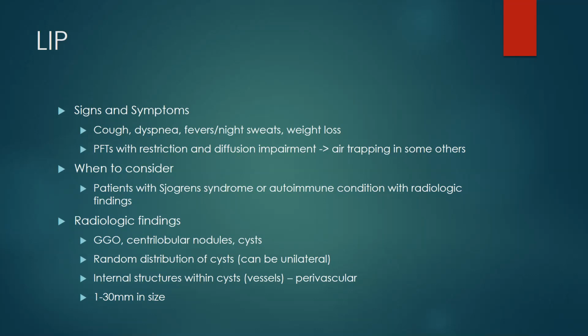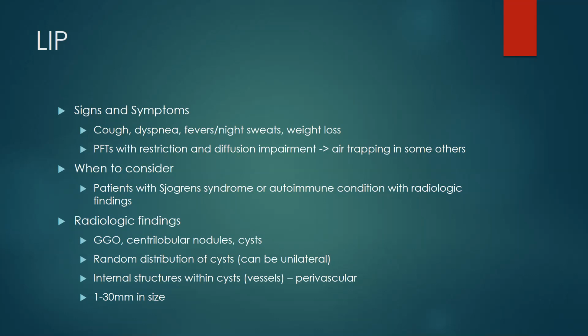And then those that have a more obstructive process can have air trapping, although this is less commonly seen. When to consider it is in patients who have Sjogren's syndrome or an autoimmune condition, with radiologic findings being seen. In terms of the radiologic findings, ground glass opacities, centrilobular nodules, and cysts are usually seen, with the belief of nodules becoming cysts.